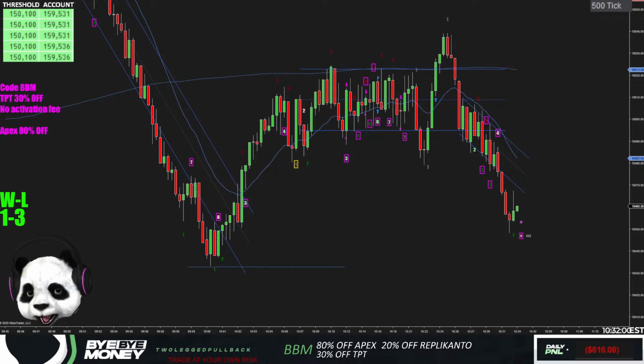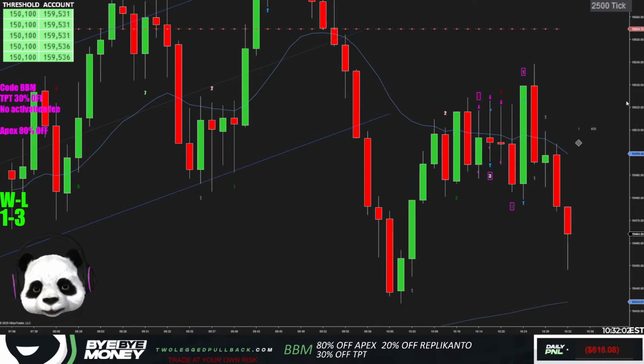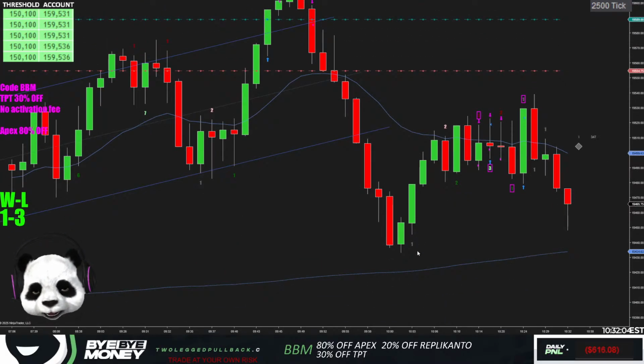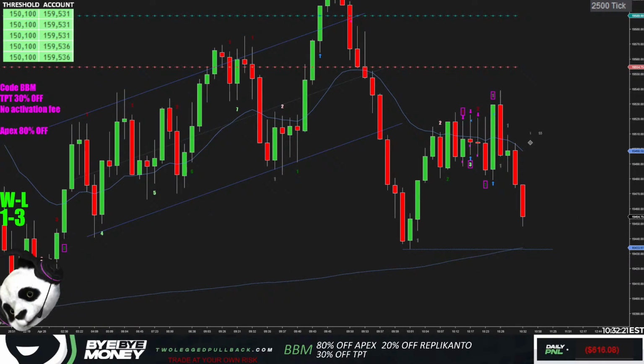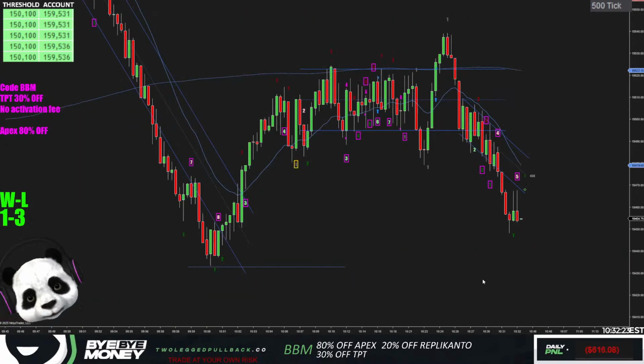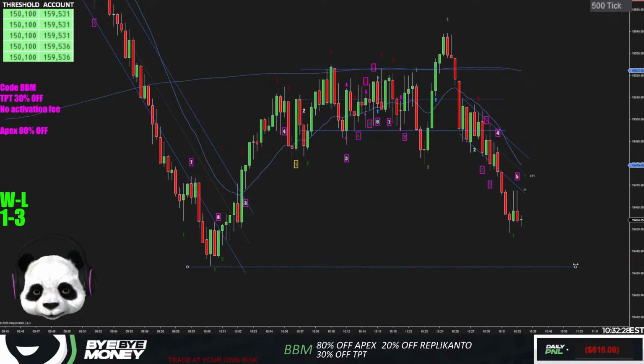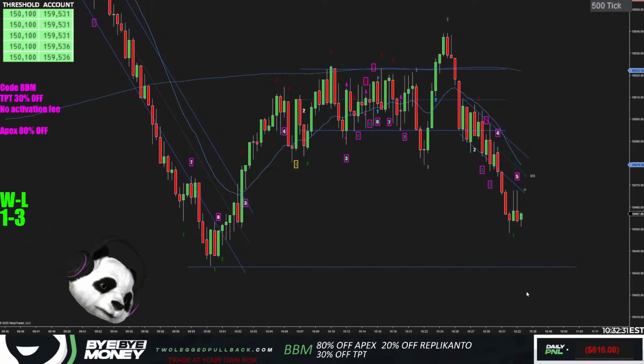We eventually finally come back down to test this low. It took forever, but we finally make some sort of attempt to test this low, which I thought we were going to do eventually, but I didn't know we had to go through all this nonsense: 1, 2, 3, 4, 5, 6, 7, 8, 9, 10, 11, 12, let's say 13 overlapping bars in a row on the 2500 tick chart. I didn't know we had to go through all that nonsense, but it is what it is. I mean, that's the market. It's going to do that to you.